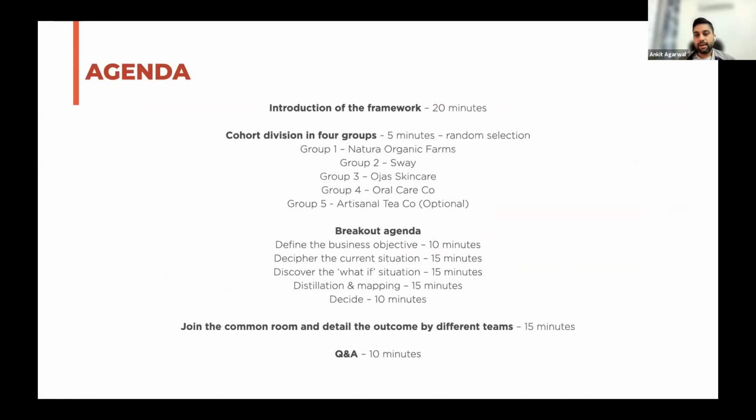In terms of the agenda, there's a framework that I'll be introducing to you, which will take about 20 minutes. This framework is essentially the exercise that we'll be doing in the later part of the workshop as well. Once I've told you what this framework looks like, we will divide the entire cohort into 4 groups. This is random selection. There is no science behind it, though I don't know if Zoom follows any science or not. We're just using Zoom's random selection functionality.